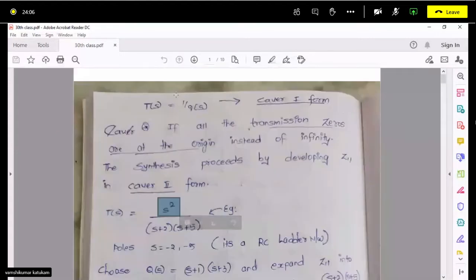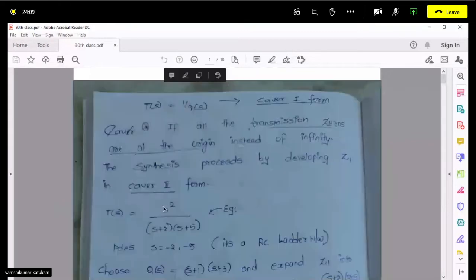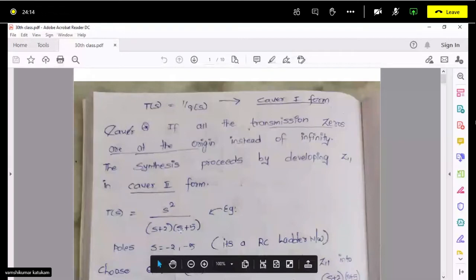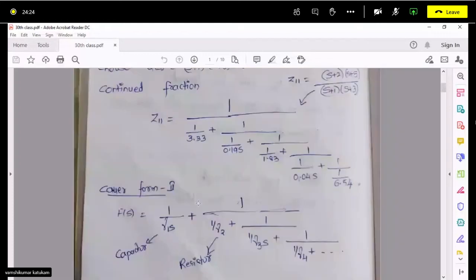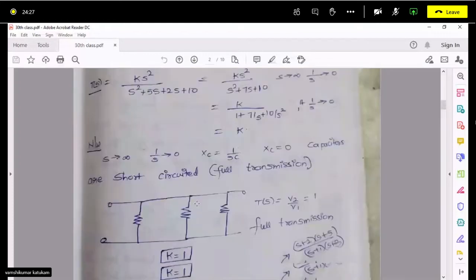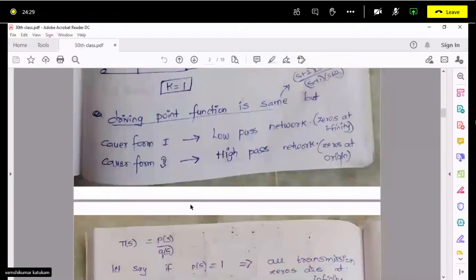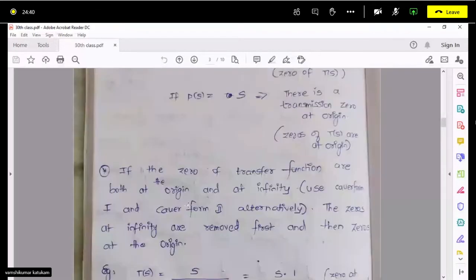In Cauer form 1 it is 1. One more possibility is the combination of both. I can have the transfer function s upon (s plus 2) into (s plus 5). One zero is missing in the numerator, so I can write s into 1. In that case, you have a zero at origin and a zero at infinity, so you have to expand by converting into Cauer form 1 and Cauer form 2 alternatively.